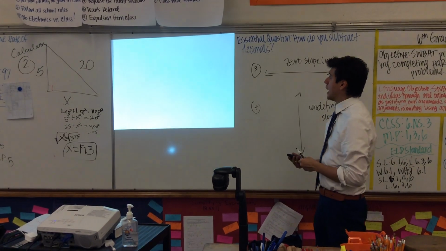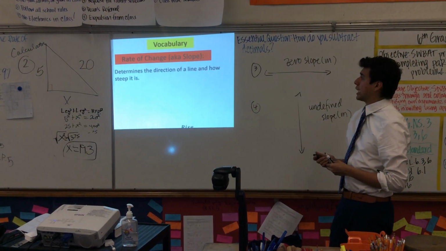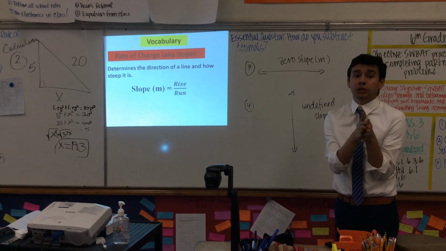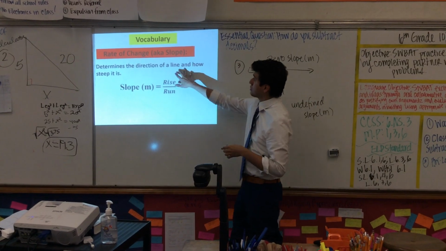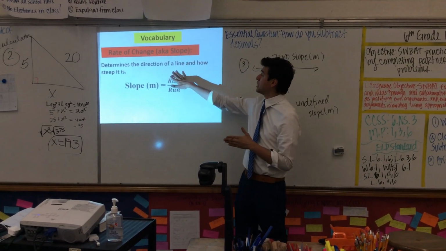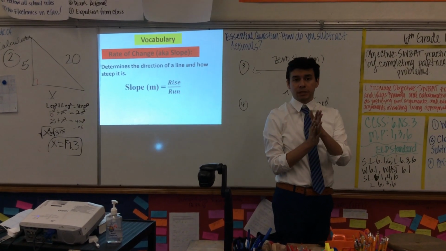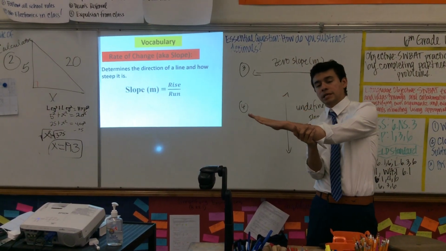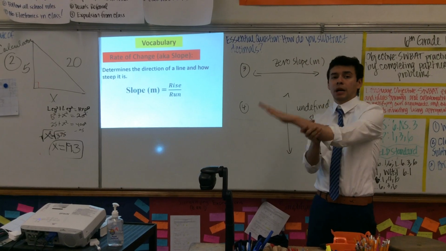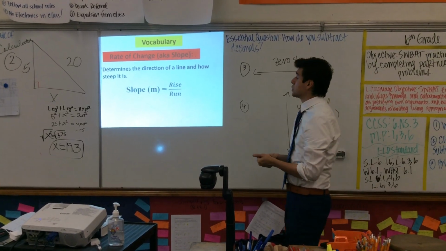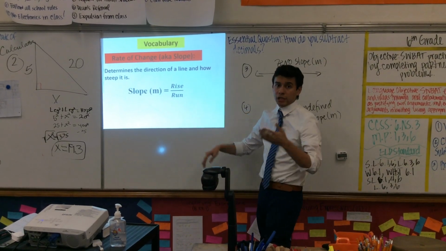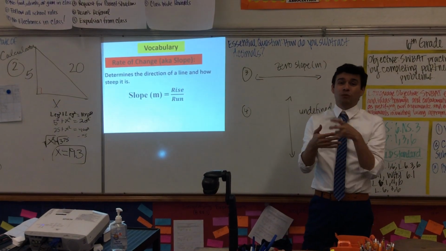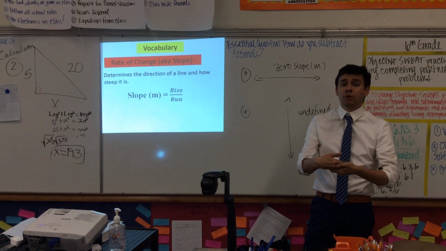Okay? Now, let's give you the vocabulary. Copy this down. This is the most important thing that we learned in class. Rate of change, also known as slope, determines the direction of a line and how steep it is. What I mean by steepness is, this could be steep, this could be less steep, less steep, less steep. It's basically how steep the line is. We use the formula slope m equals rise over run. Rise over run. So that's the formula that we use for slope. It's a formula, you need to memorize it.